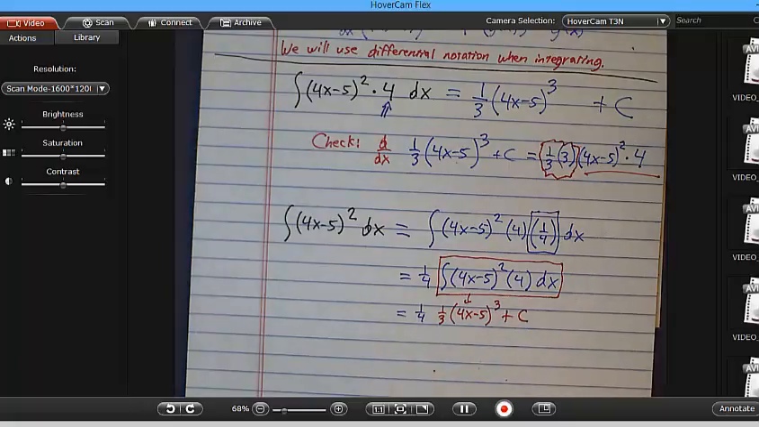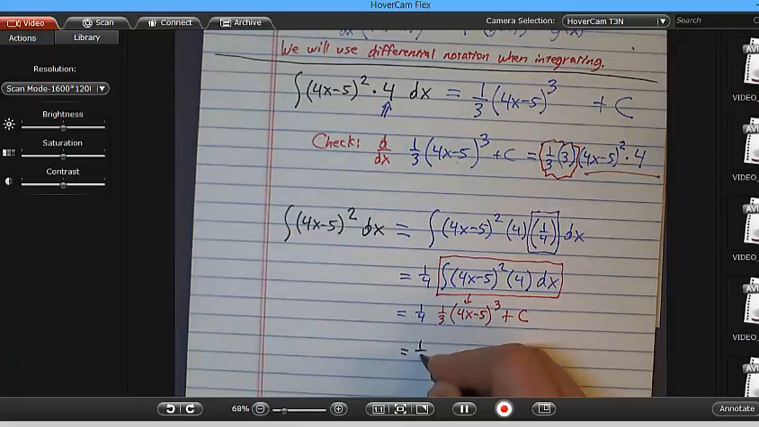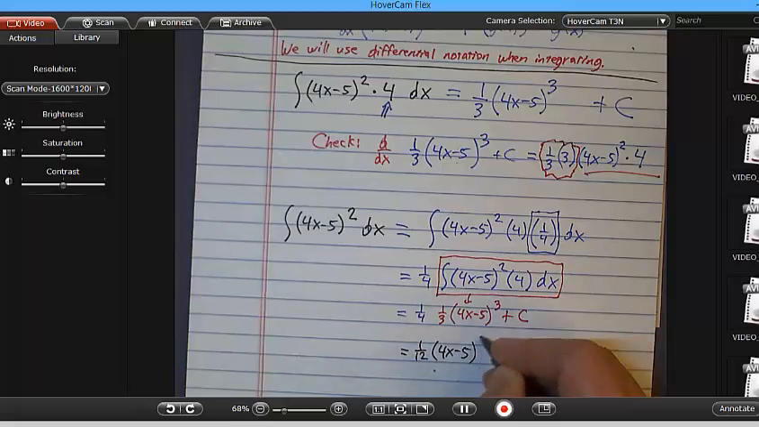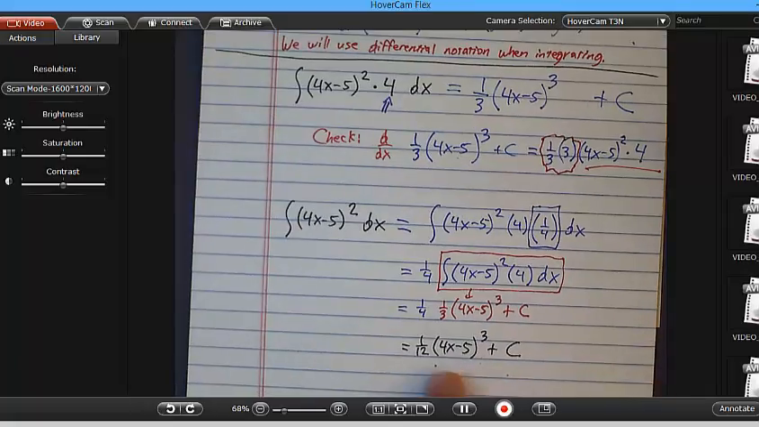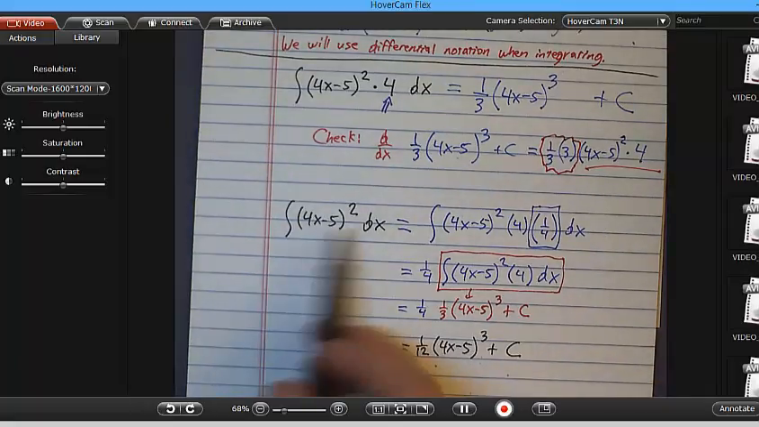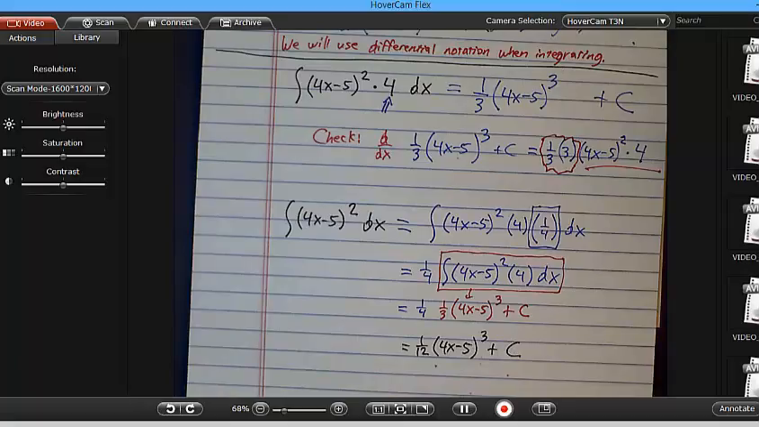So if you ask me, hey, what's the integral of (4x minus 5) squared dx? I would say the answer is 1/12 times (4x minus 5) cubed plus c. And that's actually faster than going ahead and multiplying it all out once you practice a few times.